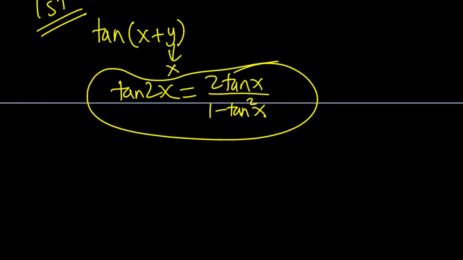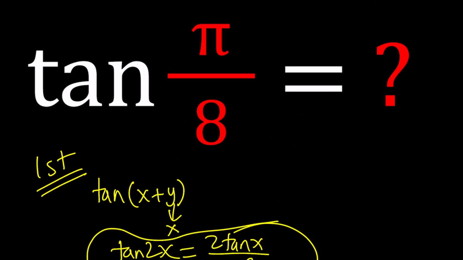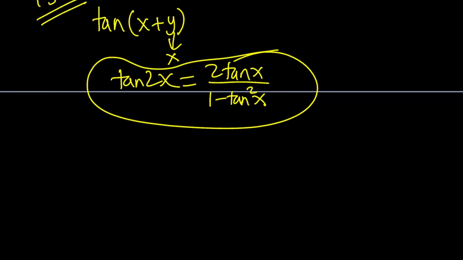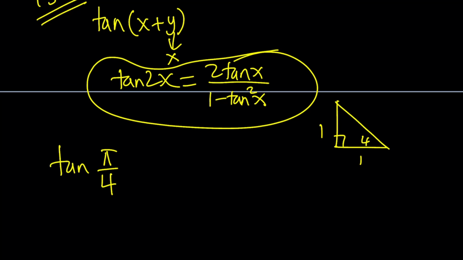Now how do I use it? Notice that pi over 8, if doubled, becomes pi over 4, and I do know the tangent of pi over 4. Hopefully you do too, right? What is tangent pi over 4? Well, pi over 4 radians corresponds to 45 degrees, and tangent 45, as you should know from this triangle, is 1. Okay, so tangent pi over 4 is 1.